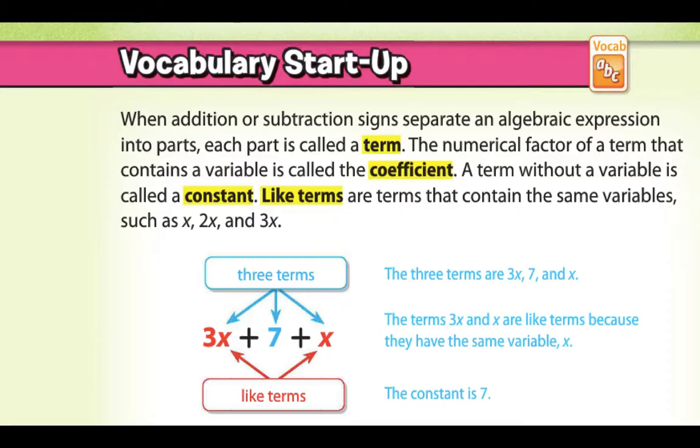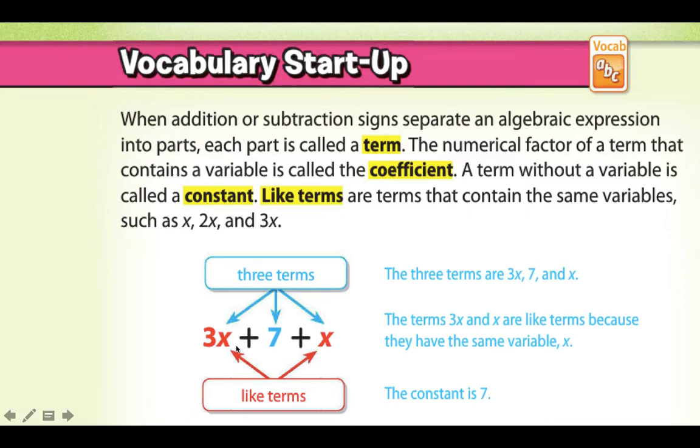In your vocabulary startup, it says, when addition or subtraction signs separate an algebraic expression into parts, each part is called a term. The numerical factor of a term that contains a variable is called the coefficient. A term without a variable is called a constant. And like terms are terms that contain the same variables, such as x, 2x, and 3x. So let's make sure we understand what's going on here.